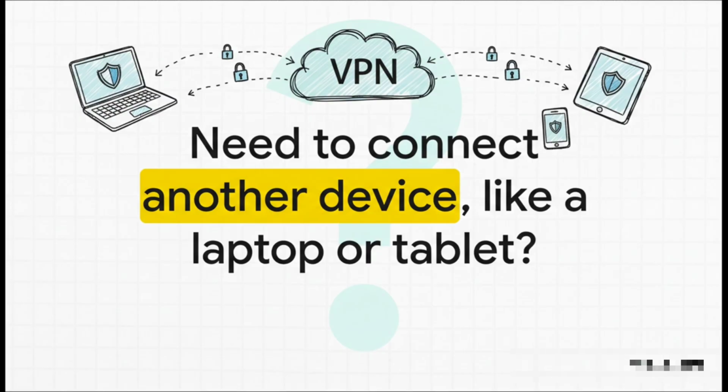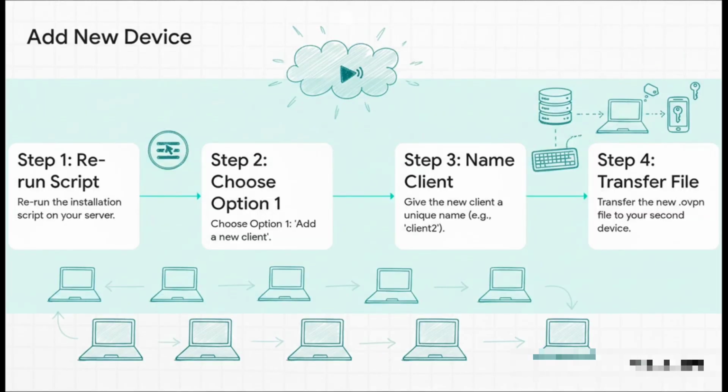And the good news is, the process is even easier than the first time around. You just run that exact same installation script again, but this time a little menu is going to pop up. You simply choose option 1, add a new client, give it a unique name like My Laptop or Client 2, whatever you want, and it just generates a brand new, unique key file for that device. Transfer that new file over, import it, and you're done. You can do this over and over for as many devices as you need.